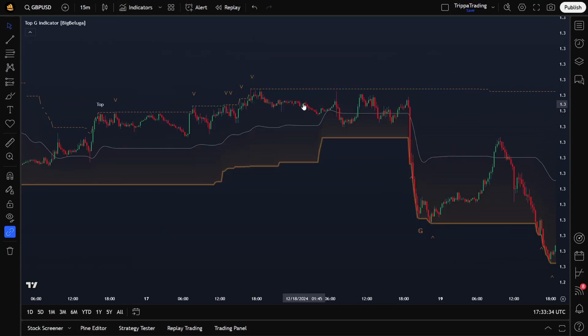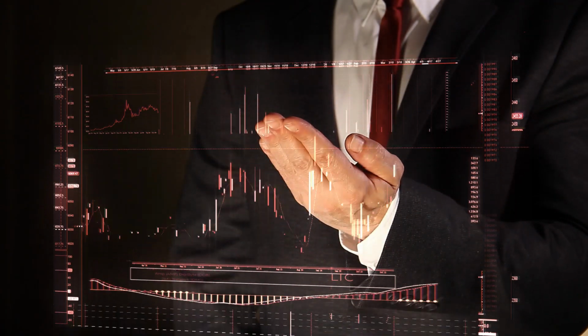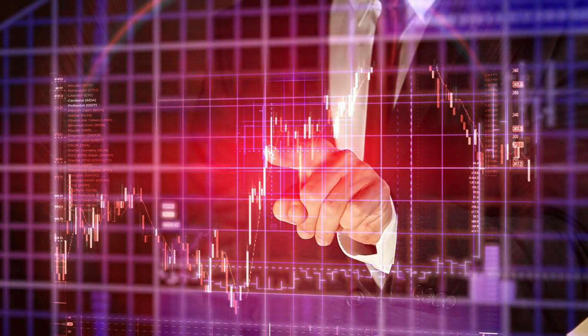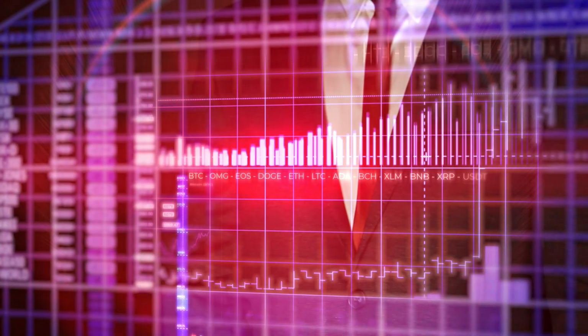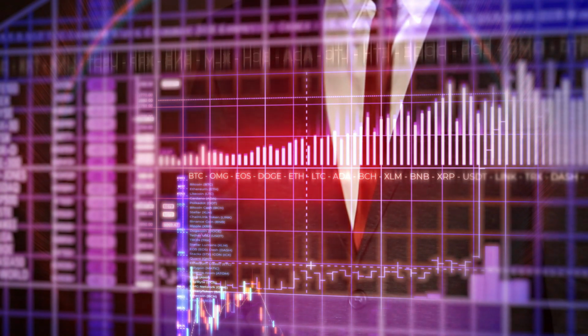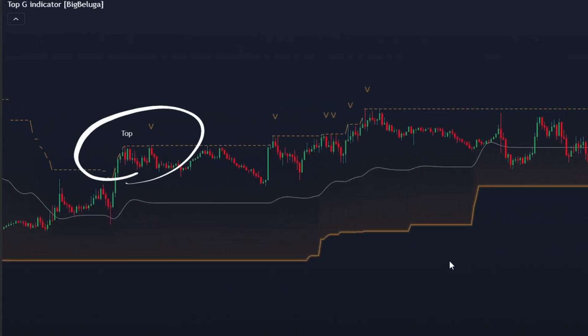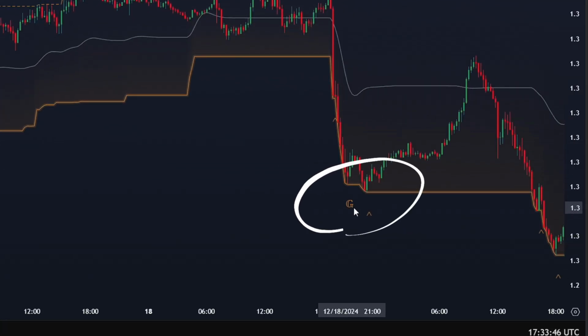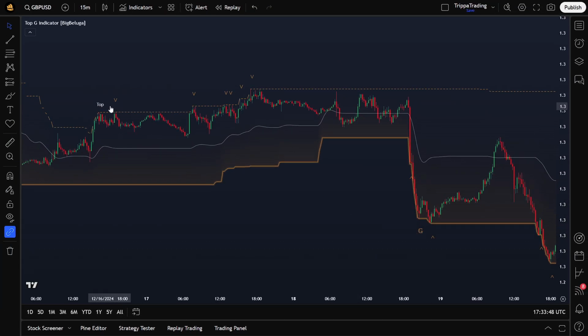So what exactly is this indicator? The TopG indicator is a simple yet effective tool designed to help traders identify potential market tops and bottoms. It focuses on market extremes, making it ideal for timing entries and exits, whether the market is trending or ranging.